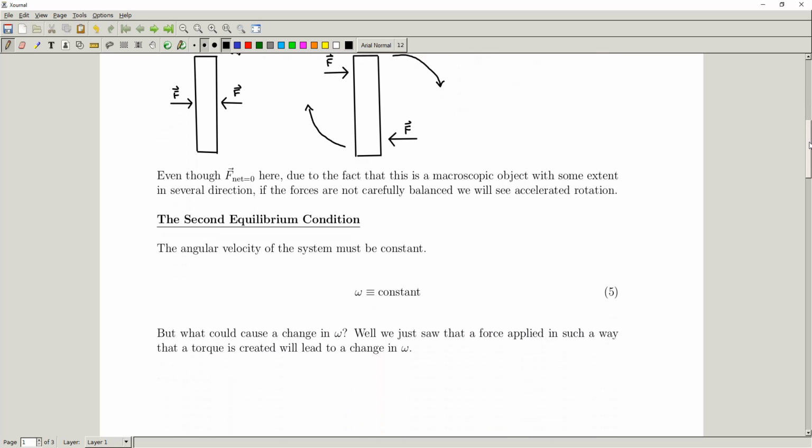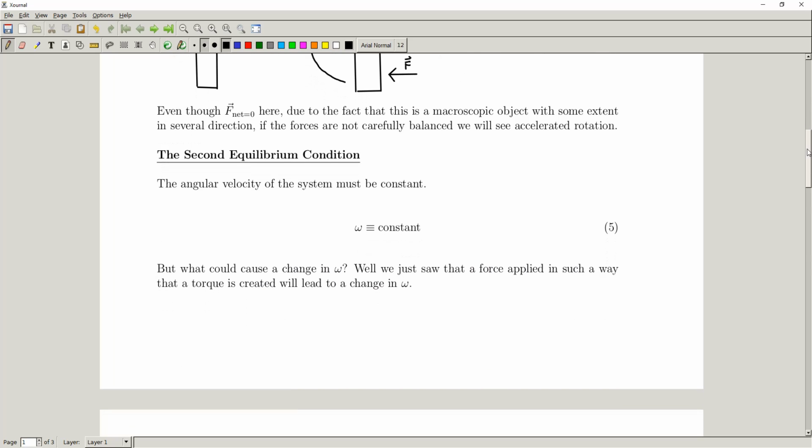And this is where the second equilibrium condition comes in. We require that the angular velocity of the system be constant, right? So we need a constant omega. So if this thing is rotating, it's rotating at a constant angular velocity. It's not an accelerating angular velocity, right? And we've seen angular velocity before, but now we want to talk about what could change angular velocity.